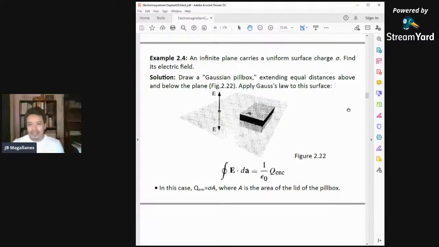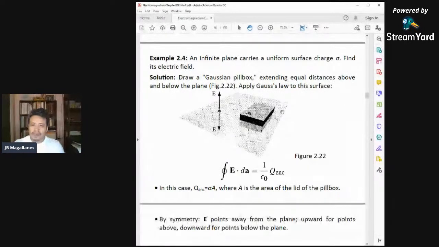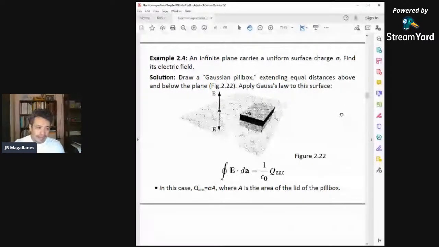Example 2.4. There's an infinite plane carrying a uniform surface charge density, meaning the charges are distributed all throughout the surface, and it's called sigma. Find its electric field just above the surface. In this example, you draw a Gaussian pillbox. I told you last time that you can exploit the symmetry of a given charge distribution by using Gaussian surfaces that are also symmetric, like a spherical Gaussian surface or cylindrical Gaussian surface, or in this case, a Gaussian pillbox.